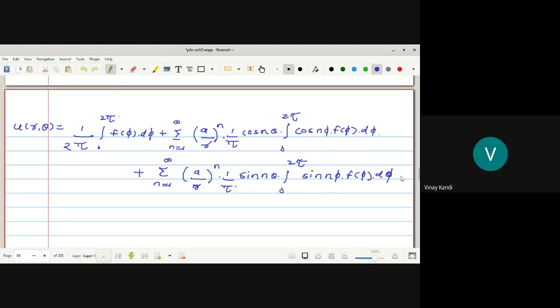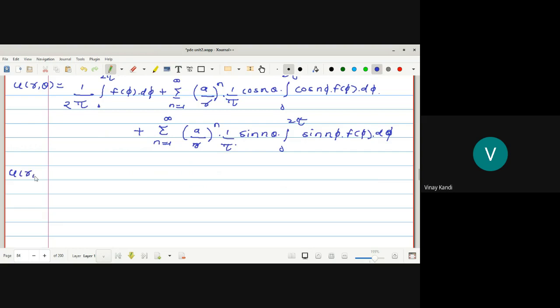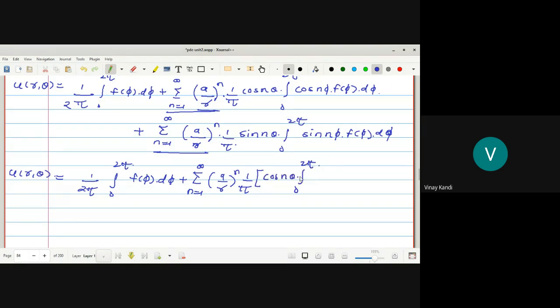So this is u of r theta. Taking common terms, u as a function of r theta is equal to 1 upon 2 pi, integration 0 to 2 pi of f of phi d phi, plus summation n running from 1 to infinity, (a upon r) raised to n common, 1 upon pi common, into bracket cos n theta integration 0 to 2 pi f of phi cos n phi d phi plus sin n theta integration 0 to 2 pi f of phi into sin n phi d phi.